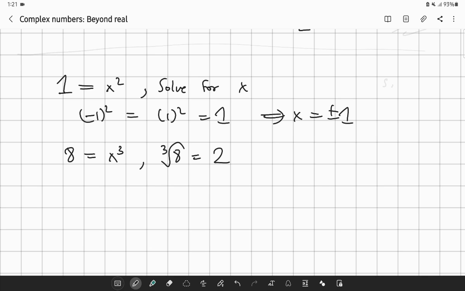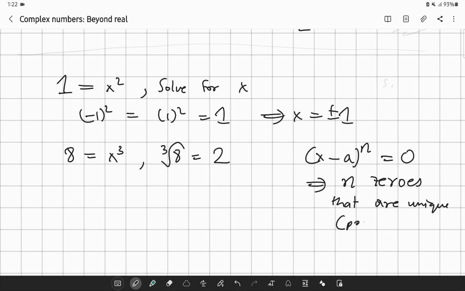But remember, I told you something about the fundamental theorem of algebra, which says that if you have a function of the form x minus a the whole raised to n, where n is an integer, equal to 0, you're guaranteed to have n zeros that are unique. Possibly the same, possibly identical sometimes, when you have equal roots.